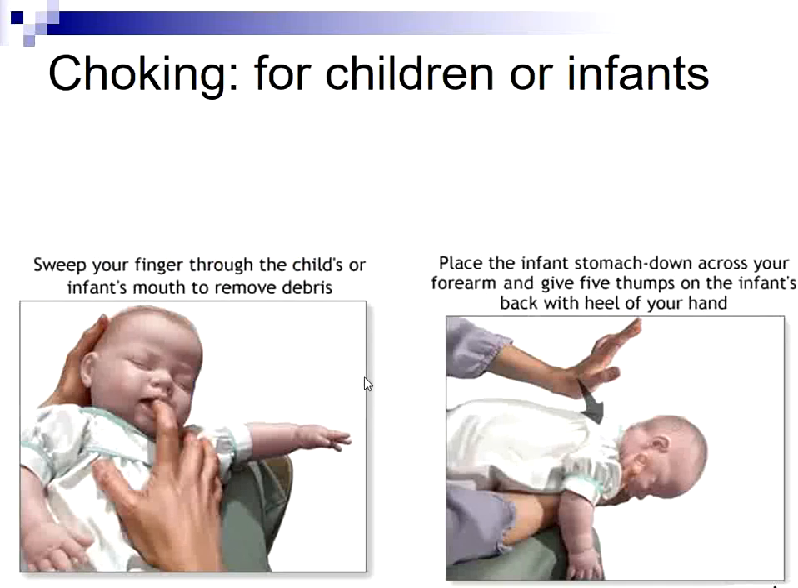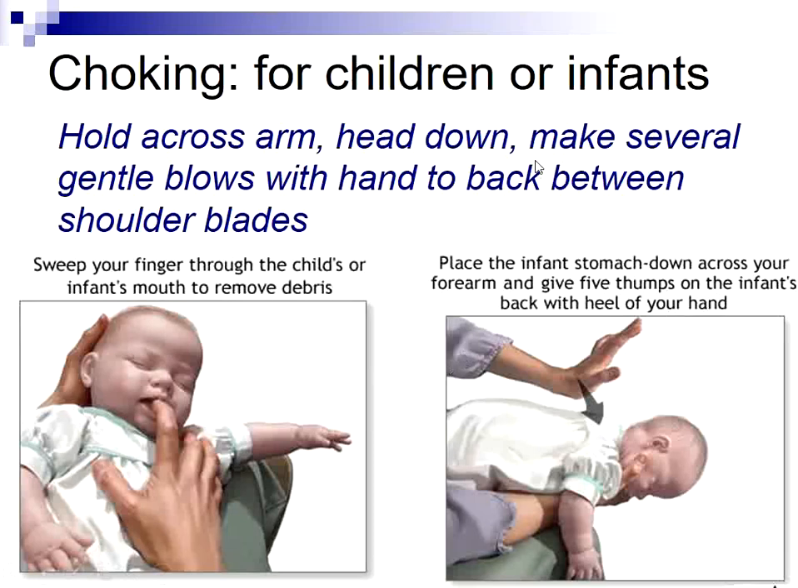And then the other incident is choking. Choking is very common in children, especially those who are just learning how to eat. For such children, you want to hold them across your arm, as in the second picture here, and hold them facing down. Make several gentle blows. You don't punch. I know when we were growing up, whenever you were choked, someone would come and hit you on the back. But this time around, we are saying these are children. You don't need to hit them like that, but rather give them gentle blows with the hand on the back between their shoulder blades.